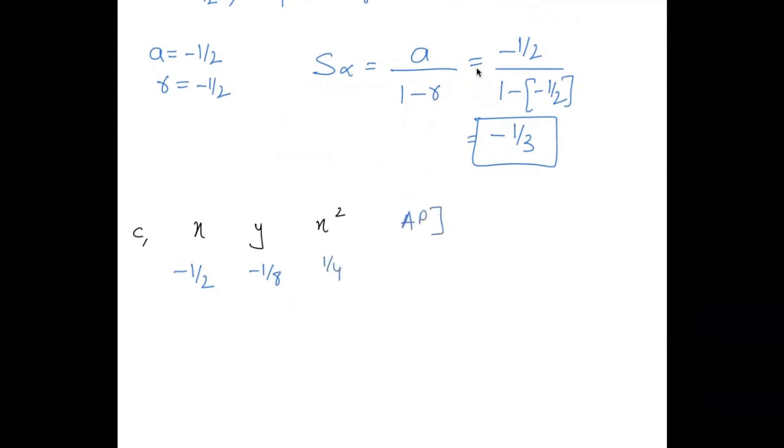Guys, this is an arithmetic progression. The arithmetic progression is known for common difference. So the first term is negative 1 upon 2. What is the common difference? What is the common difference, guys? Is it 3 upon 8? Negative 1 upon 8 minus negative 1 upon 2. Is it coming out to be 3 upon 8? Yeah. Now you have the first term and the common difference.